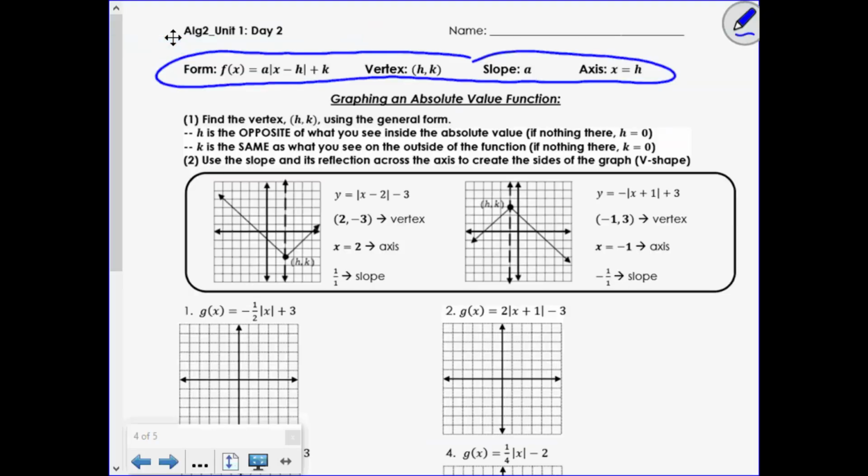So when you guys are actually graphing absolute value, you have two steps. You can follow the steps as I've written right here in detail. You only need two things. You need to know what the vertex is, which is the little point right here, the pointy part of the V, because absolute value makes a V shape.